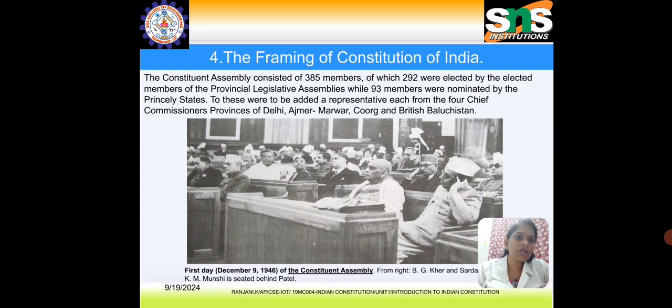Next, this image shows the framing of the constitution. Here the Constituent Assembly consists of 385 members, of which 292 were elected by the elected members of the Provincial Legislative Assembly, while 93 members were nominated by princely states. To these were to be added one representative each from the four chief commissioner provinces of Delhi, Ajmer-Merwara, Coorg and British Baluchistan. So this image represents the first day, that is December 9, 1946, of the Constituent Assembly.